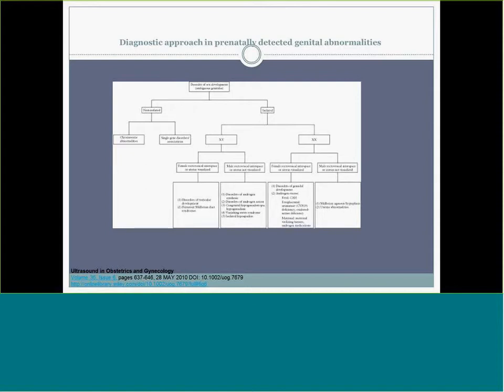This descriptor: if it's 46XY and there's a uterus, then you're thinking of gonadal regression syndrome, things like that. If it's 46XY and there's no uterus, then you're thinking of some of these other things, like partial androgen insensitivity or 5-alpha-reductase deficiency. If it's 46XX and there's a uterus, then you're thinking of some of these other genetic issues, SRY, versus if it's 46XX and no uterus, then you're thinking congenital adrenal hyperplasia. These are large numbers of issues.